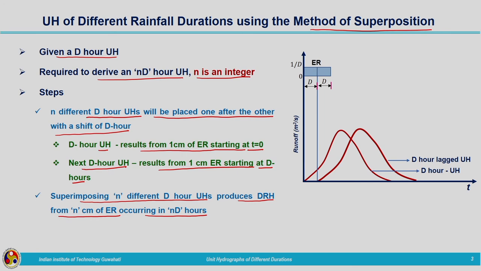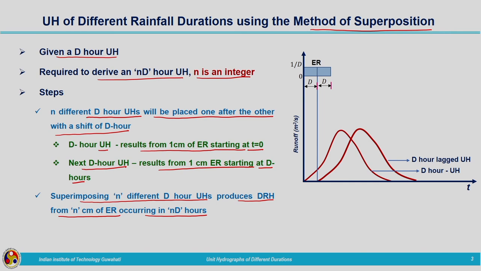One unit hydrograph is from 1 centimeter. Two unit hydrographs are from 2 centimeters of rainfall. So, in the case of NDR effective rainfall pulses, if we are considering, it is producing a direct runoff hydrograph from N centimeters of rainfall. So, if we are having a direct runoff hydrograph from N centimeters of rainfall for a duration of NDR hours, we can derive the unit hydrograph having a duration of NDR hours by making use of the principle of proportionality. That is, we just have to divide the ordinates of the direct runoff hydrograph, which is produced by superimposing N number of unit hydrographs, by the effective rainfall depth, that is N centimeters.